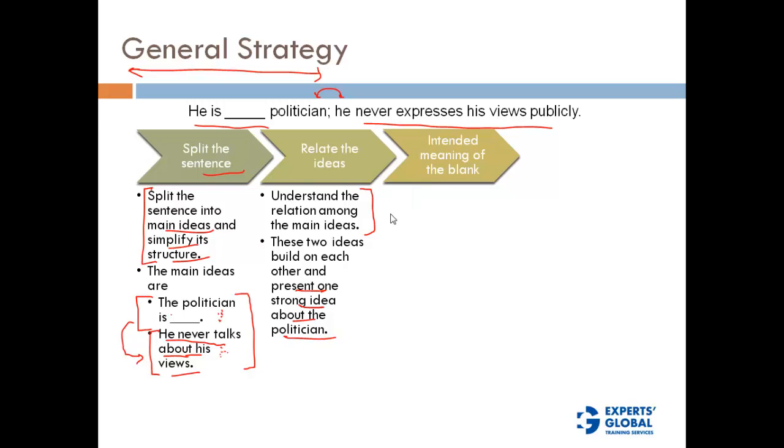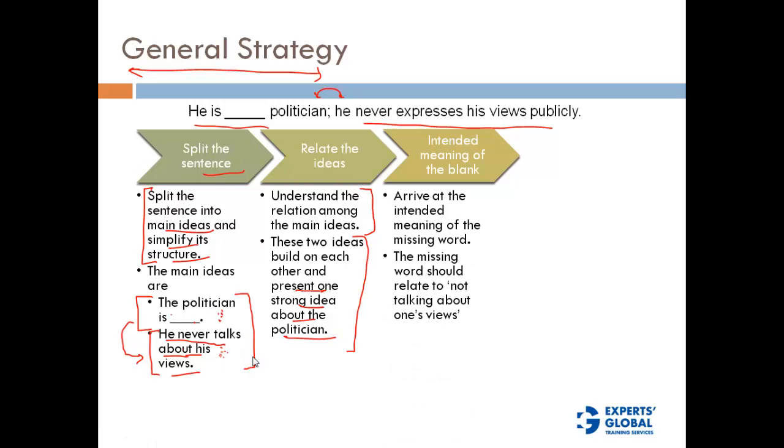We need to identify the intended meaning of the blank. So because these ideas are positively correlated, the meaning of this blank is going to be something related to the meaning indicated in this second idea. And what is that going to be? Arrive at the intended meaning of the missing word. The missing word should relate to not talking about one's views. Here we have this idea that the politician doesn't talk about his views. So this missing word is going to be similar to this.